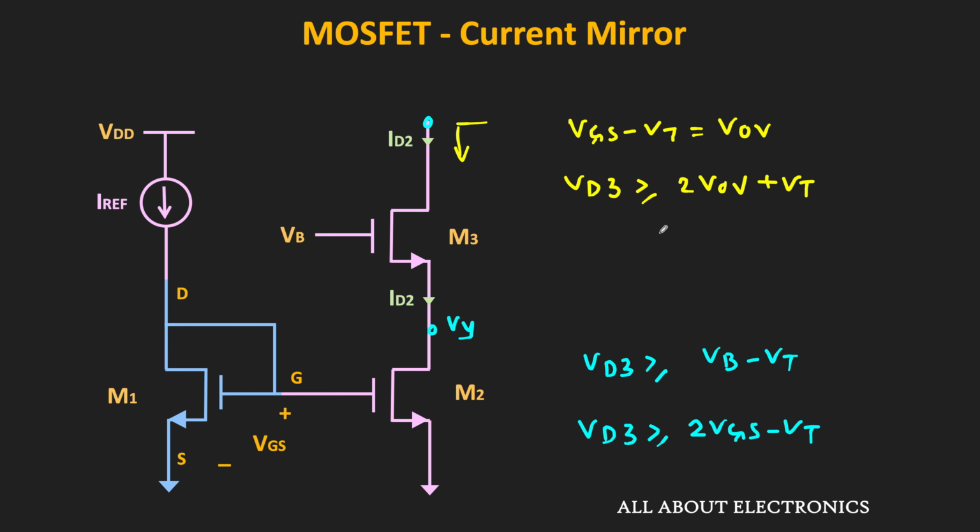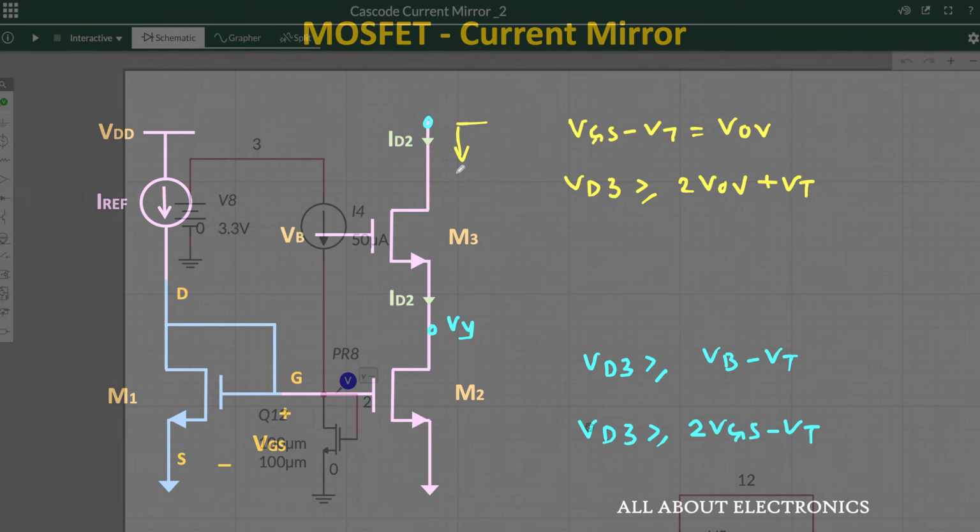Now in the saturation, if this VD3 is increased further, then of course this ID2 will also increase, but not as much as it was in the simple current mirror. That means with the increase in this voltage VD3, there is a very small change in this ID2. So let us understand the same thing using the simulation.